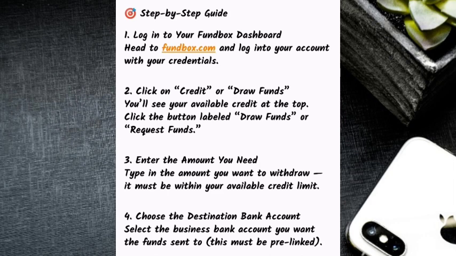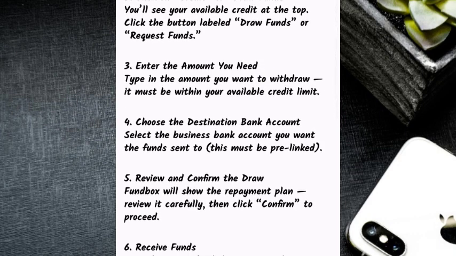Next is to choose the destination bank account. So go ahead and select the business bank account that you want the funds to be sent to. This must be pre-linked. Next is to review and confirm the draw. So Fundbox is going to show the repayment plan. Be sure to review it carefully, and once everything looks good, click confirm to proceed.